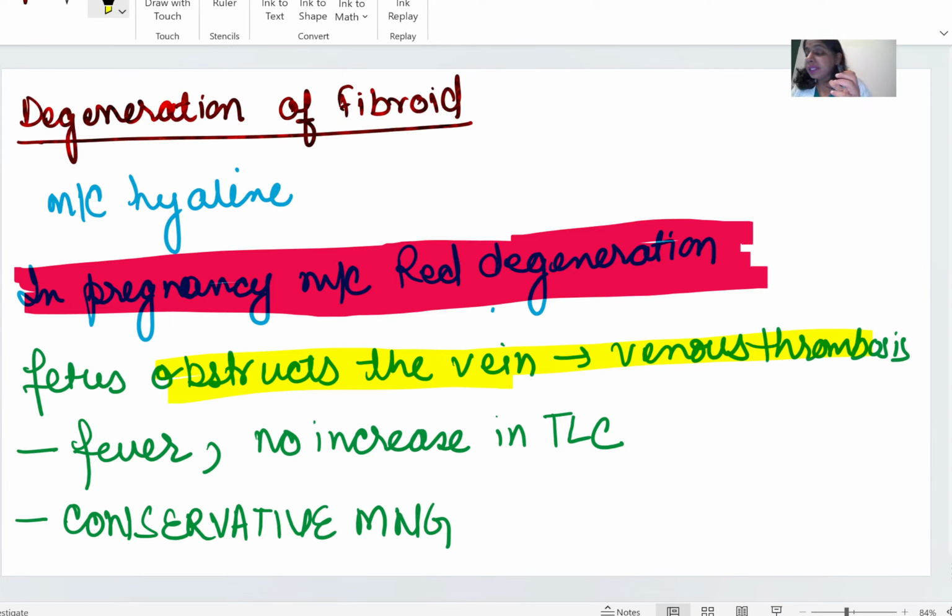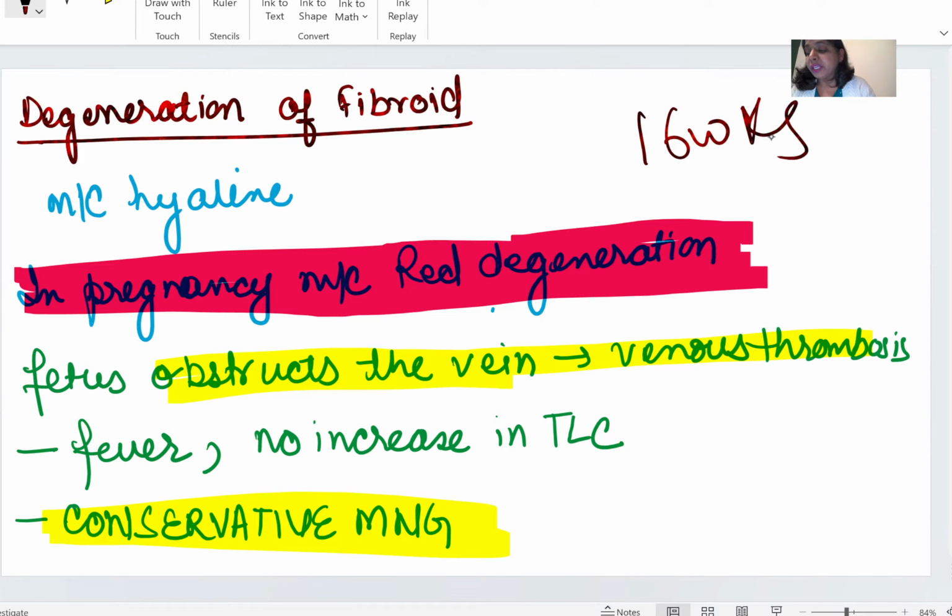So in a pregnant patient, we cannot do myomectomy, because in the uterus the fetus is implanted, right? So we cannot touch the uterus, we cannot do hysterectomy, and of course we cannot do myomectomy. So we have to do conservative treatment. We have to give only painkillers and IV fluids. Due to obstruction of the vein in the fibroid, the color gets red, so it is known as red degeneration. Even if there is a PYQ, 16 weeks fibroid in pregnancy, whether you will treat or not treat, you will not treat, whatever the size.